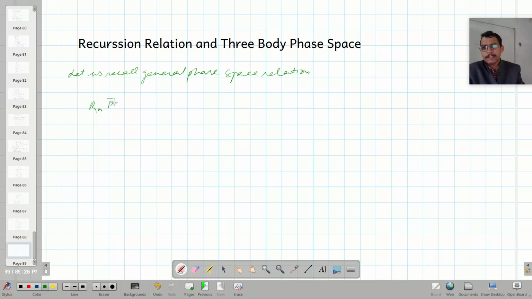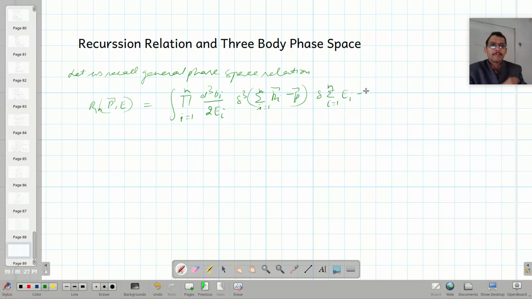The general phase space relation Rn(P, E) is equal to the integral, product i varies from 1 to n, d³p_i over 2E_i, delta cube of the summation i from 1 to n of p_i minus P, delta of the summation E_i minus E. In the case of the center of mass frame, this P is equal to 0.